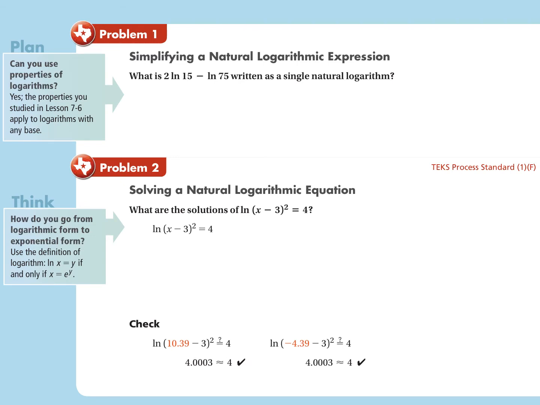Today's lesson has to do with natural logarithms. As I told you in class, natural logarithms are in base e. So therefore, in problem number 1, it says 2 times the natural log of 15 minus the natural log of 75.